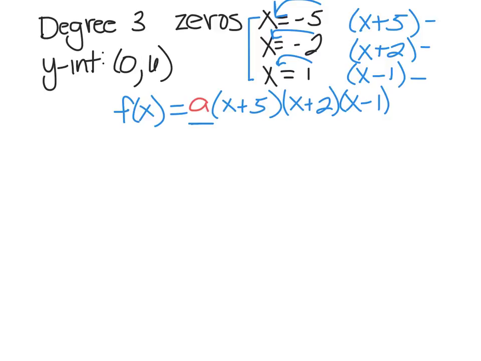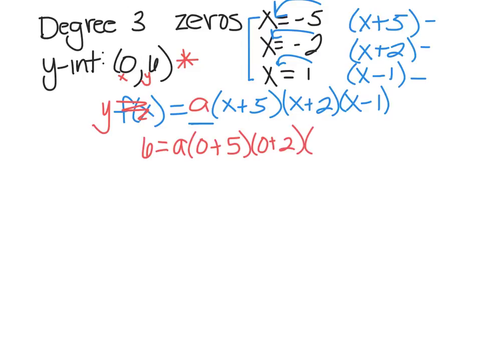We're going to put any old variable in right there. Remember, this is a point on the graph, so x comma y. We also know f of x represents y, so let's plug in for every x and y, given this point right here. So y is 6. X is 0 plus 5, x is 0 plus 2, x is 0 minus 1. So what I have right now is 5 times 2 times negative 1.